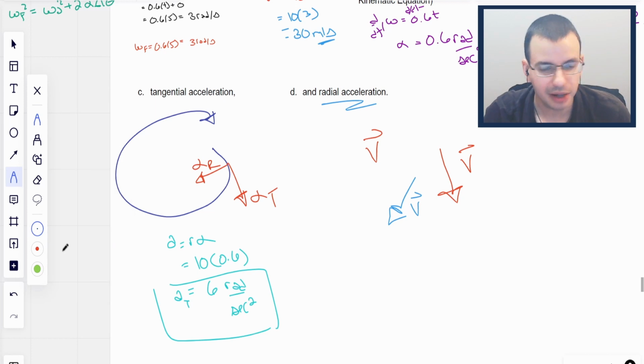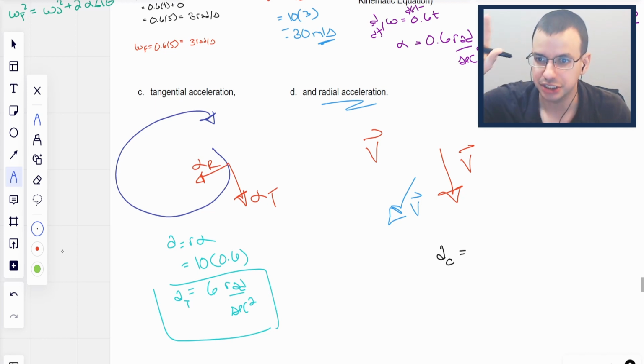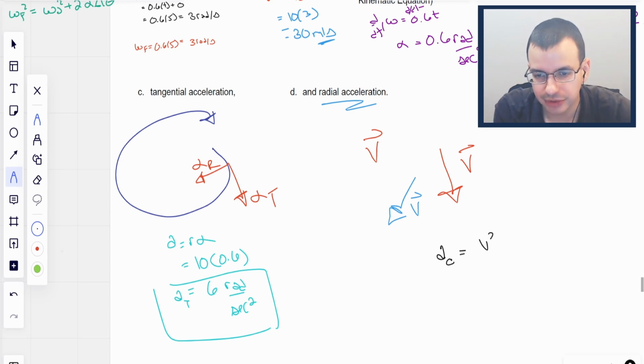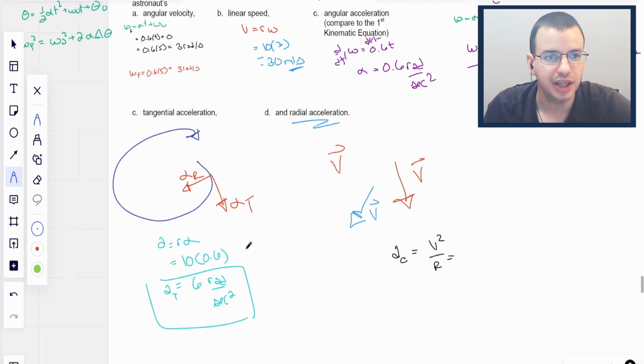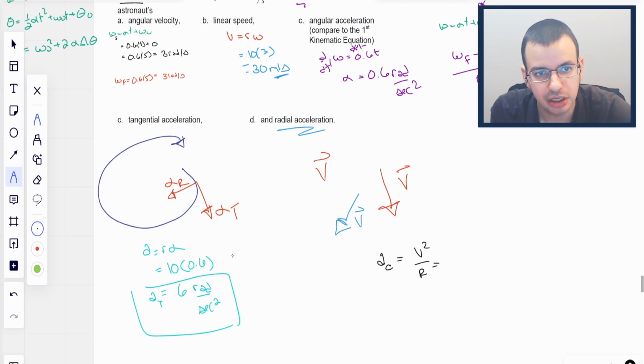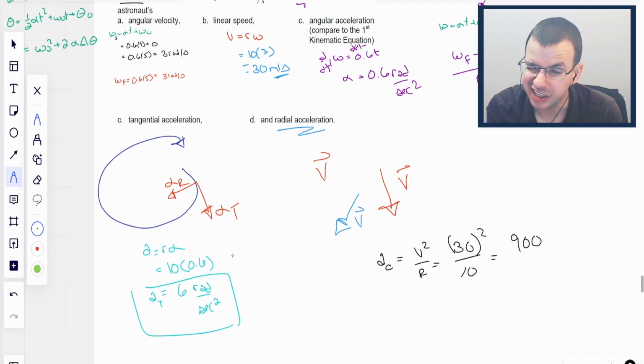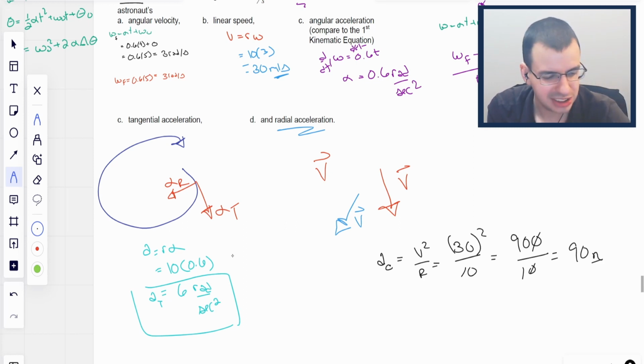I'm not going to derive the formula, I'm just going to throw it up there. For acceleration, I'm going to use c for centripetal because that's usually what you see, but radial is the same thing. It's causing it to rotate around a circle. It's going to be v squared over r. We know that the linear speed is 30. So 30 squared over the radius, which is 10. 30 squared is 900, since 3 squared is 9 and 10 squared is 100. 900 over 10, we get 90 meters per second squared, which seems like a lot.